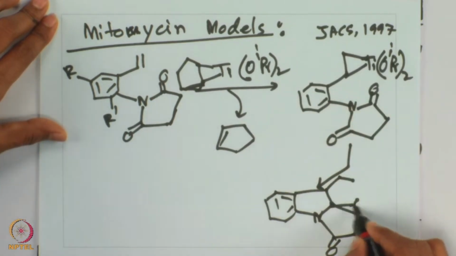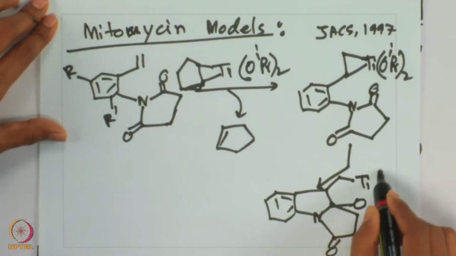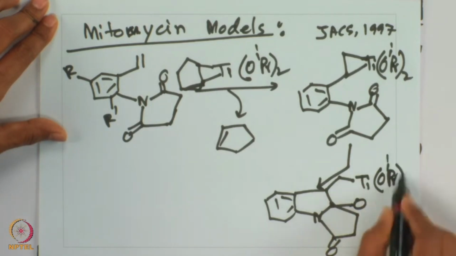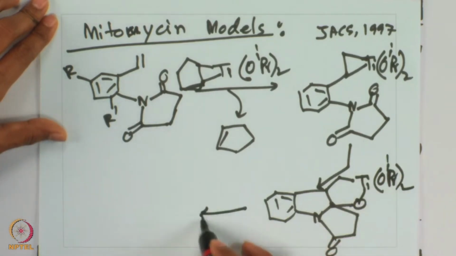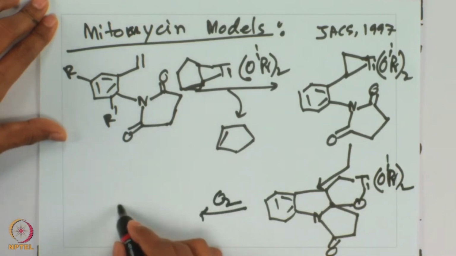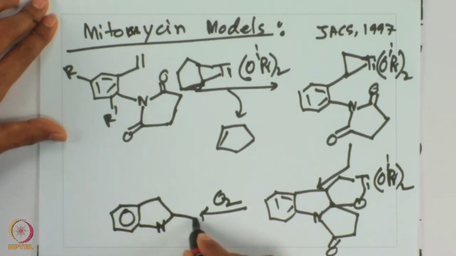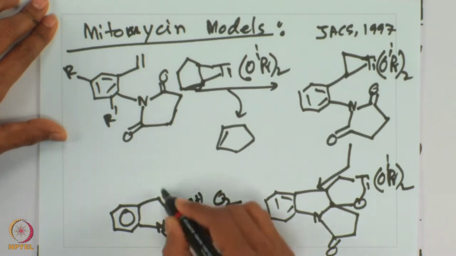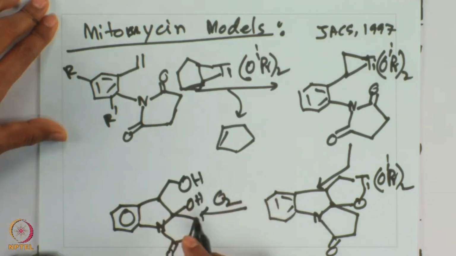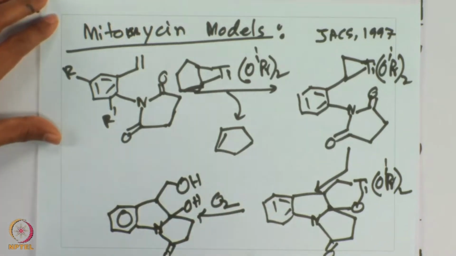rise to the cyclic titanium intermediate, which will be very efficient in opening up with oxygen, finally giving rise to the product, where of course the benzene substituent is in the right place, and overall we can get the dihydroxy intermediate, which is a mitomycin model quite efficiently, and the yield was up to 60%.